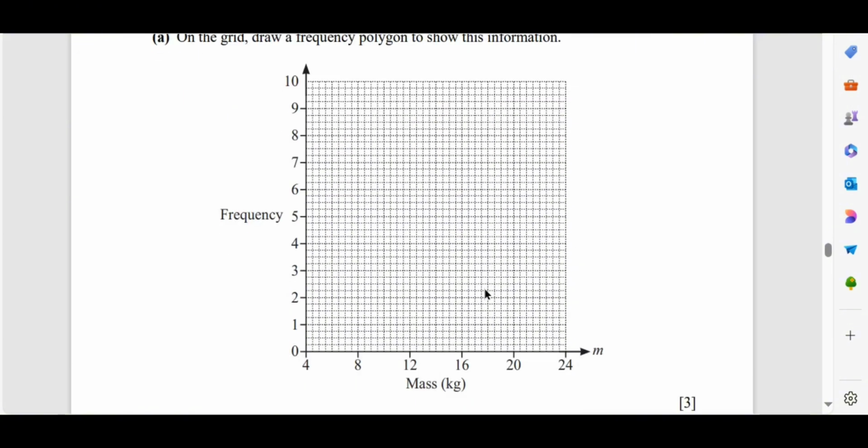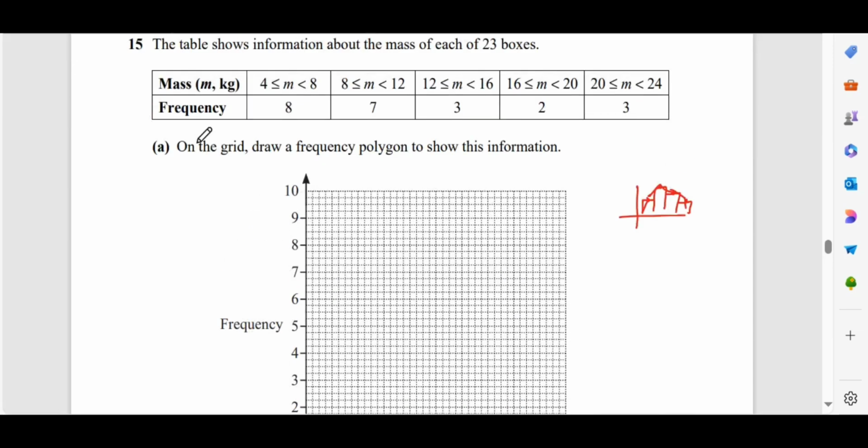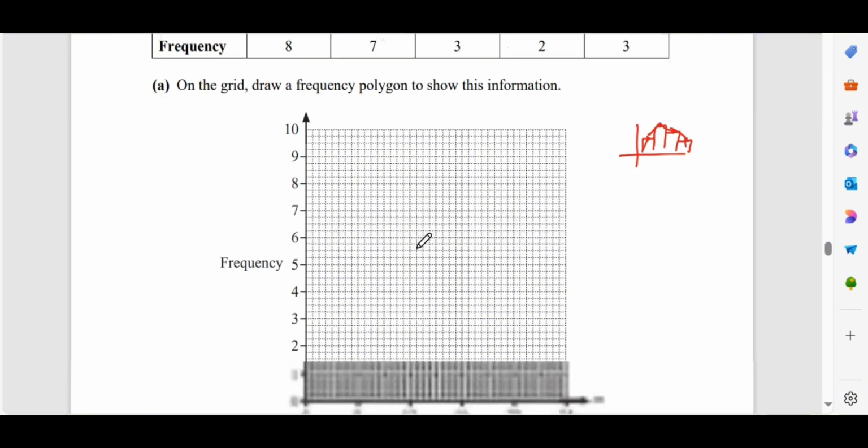Now, when you have a polygon, let's say you draw a histogram, the frequency polygon is the middle point. You have to locate the middle point of this, then you connect all these middle points. That's how we draw our frequency polygon. So with that, we can just locate the middle point of each of these. From 4 to 8 is going to give us 8. So we have the middle point.